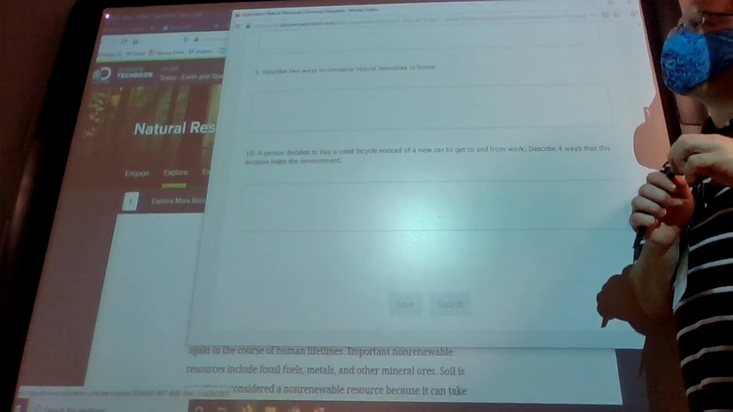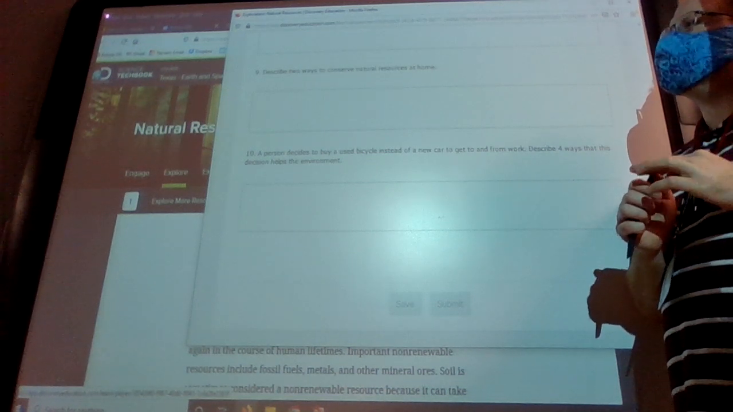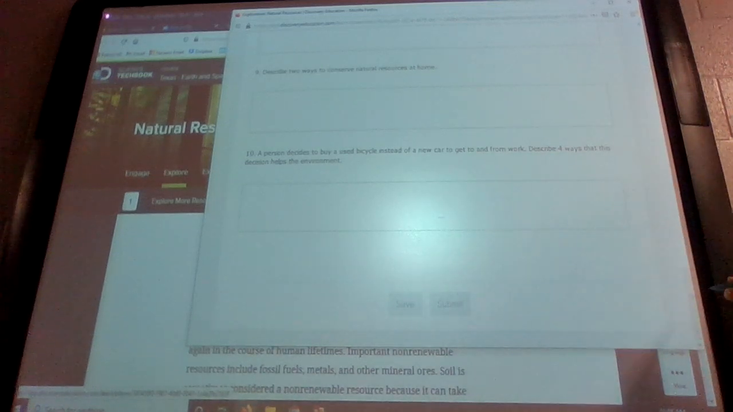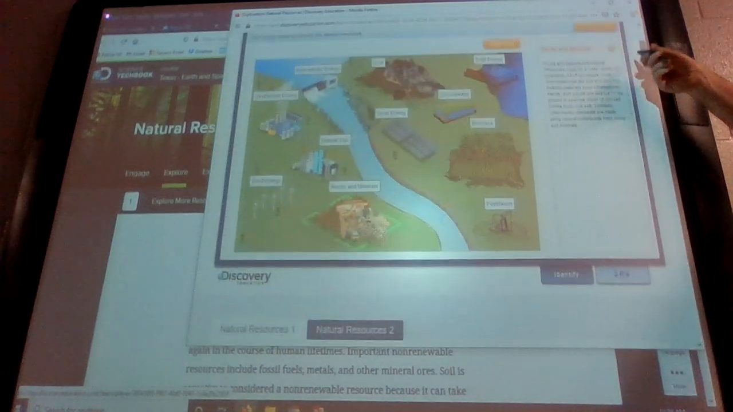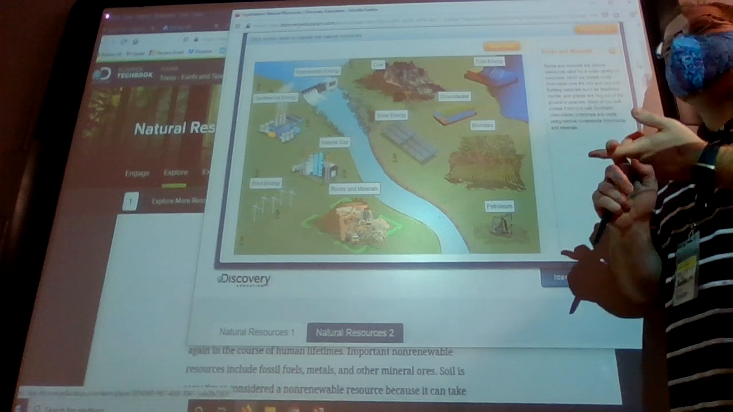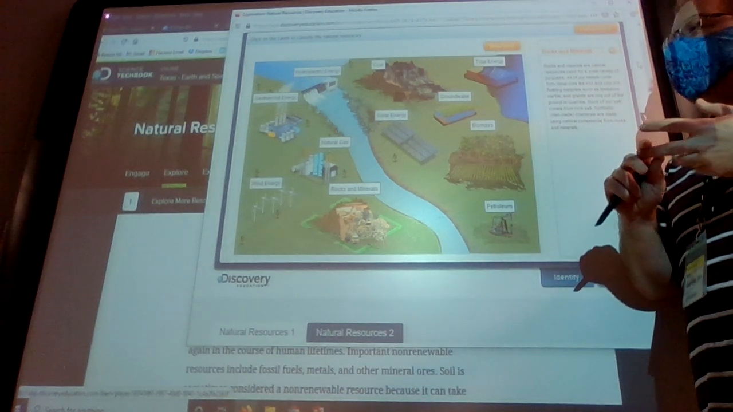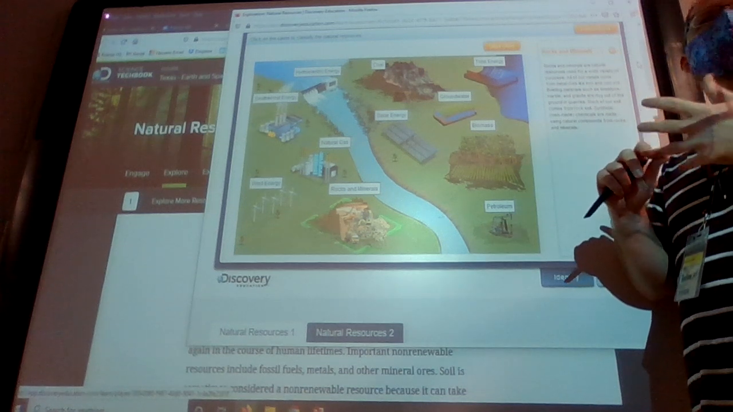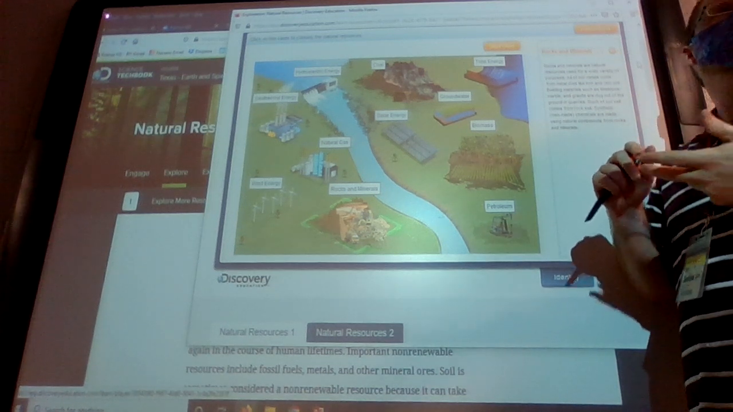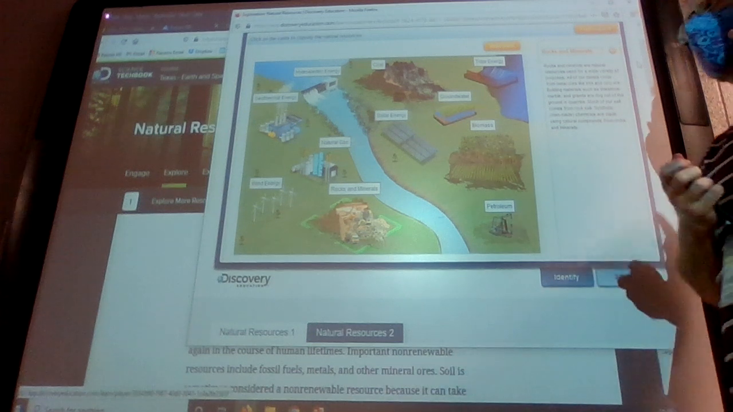All right, so describe two ways to conserve natural resources at home. What were some of the things we did on the exploration up top? Recycle, reuse stuff like your clothes, I guess. Just don't throw them away after the first wear. And reduce. That's another way. So turn off the lights at home. Turn off the water while you're brushing your teeth.